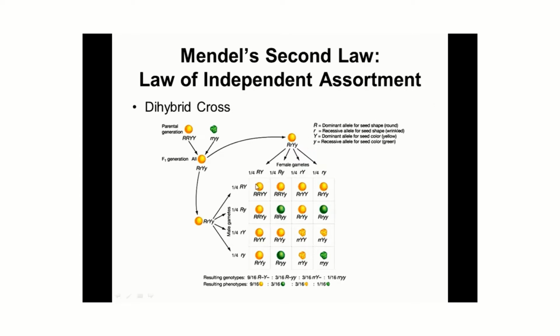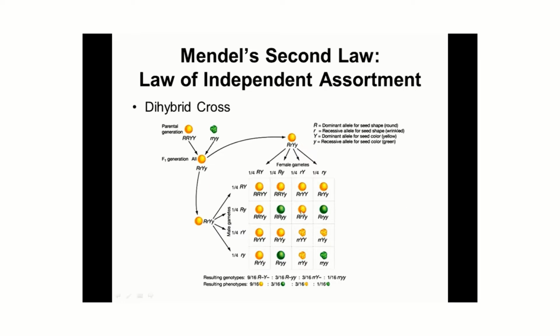Like you can see here, round can go with yellow, getting one gamete there. So round and yellow is one gamete. Round can even go with green, so you can see here capital R, small y, that is the second gamete. Wrinkled can go with yellow, small r, capital Y. And wrinkled can also go with green, that is the fourth type of gamete. So here we have 4 different possibilities of gametes: round and yellow, round and green, wrinkled and yellow, wrinkled and green.